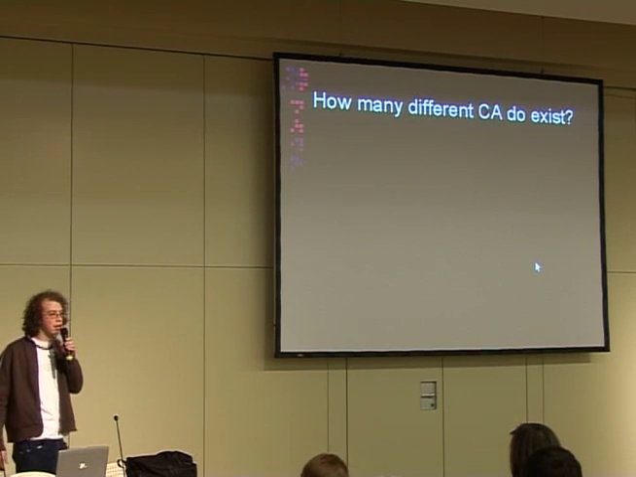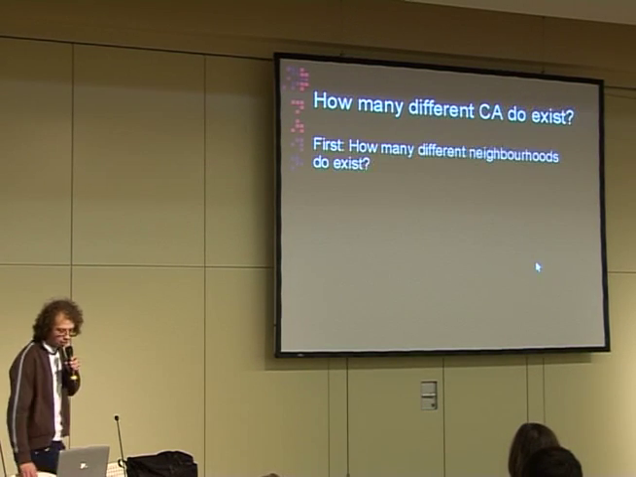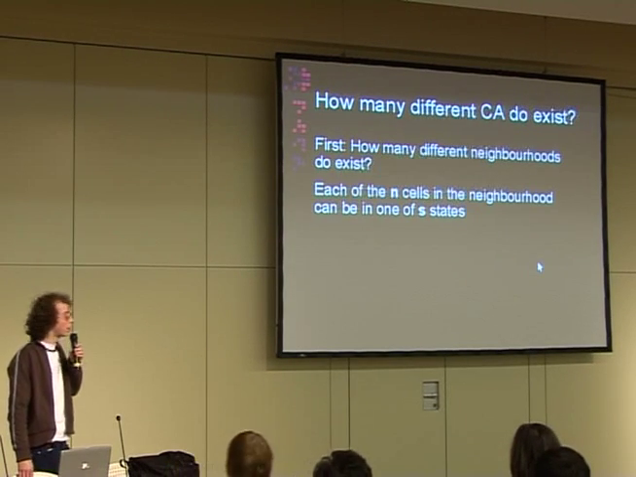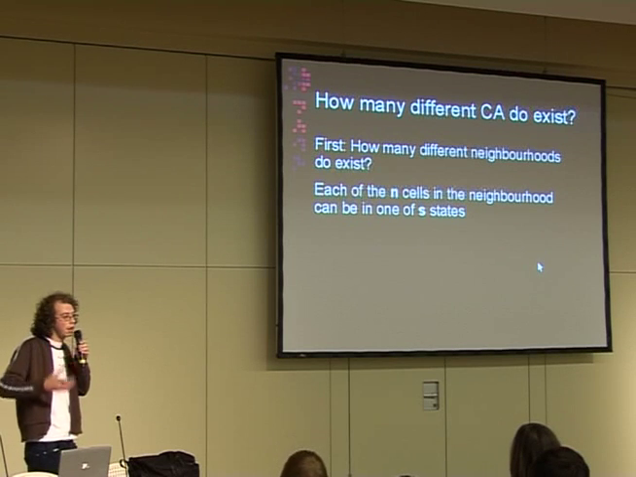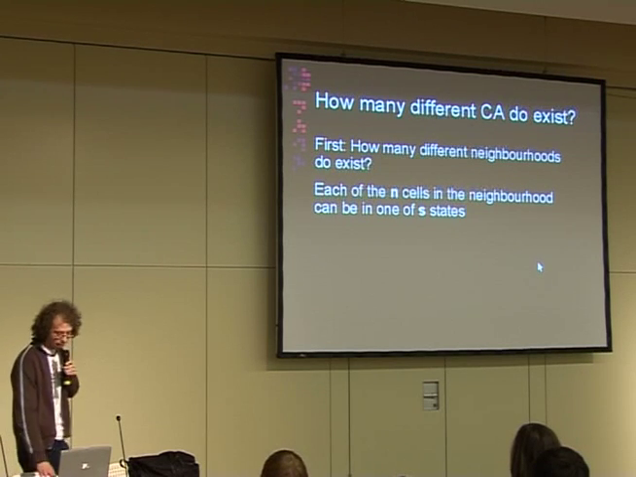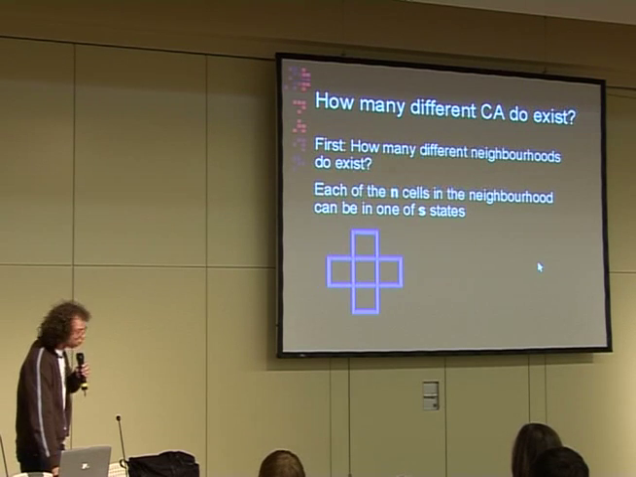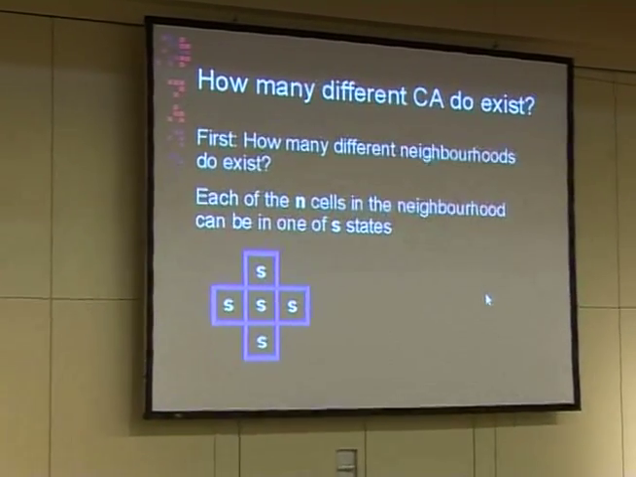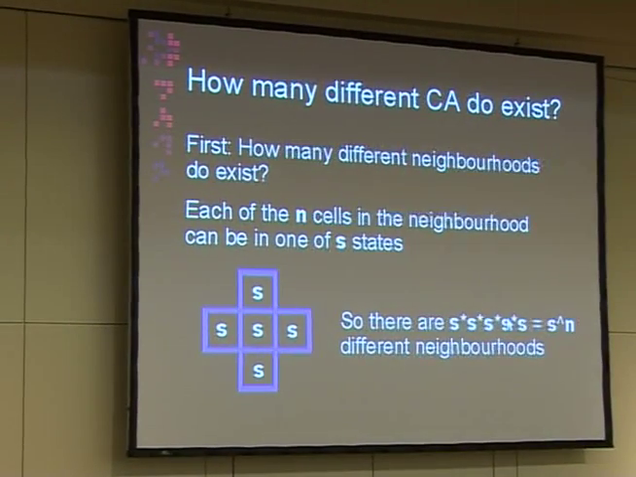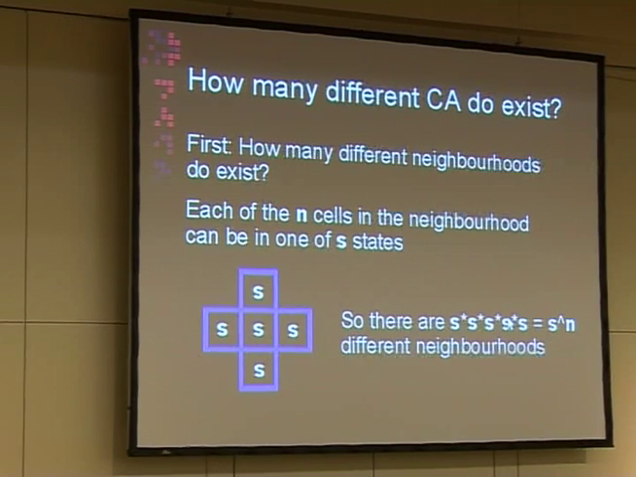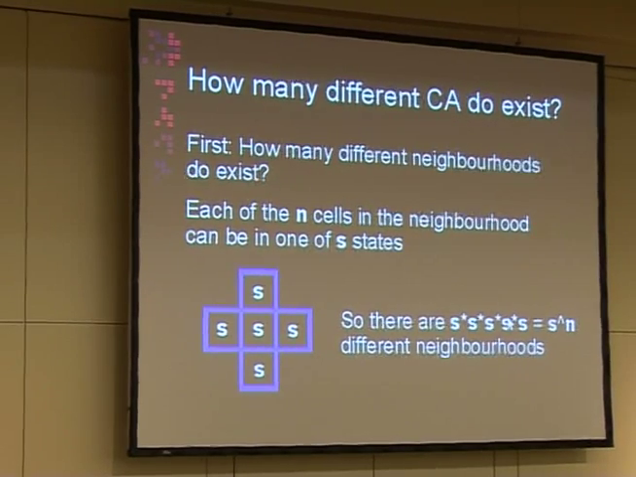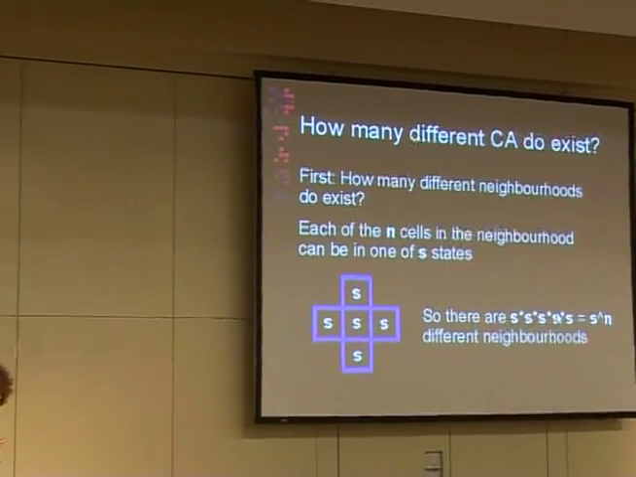We can just split it in 2 parts. First, let's ask how many different neighborhoods exist. Each of the n cells in the neighborhood can be in one of S states. Here's an example. This can be in one of S states, this can be in one of S states, and this too, and this too, and this too. So there are S times S times S, S to the nth power, different neighborhoods. It's analogous to numbering systems with the base S. So it's easy to calculate.